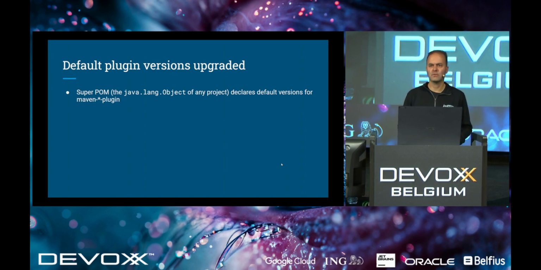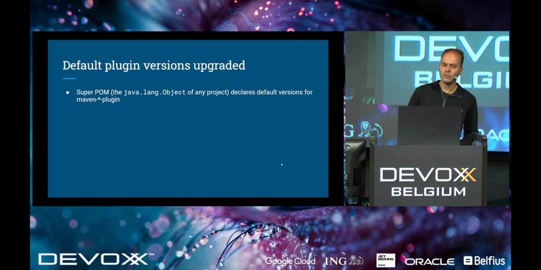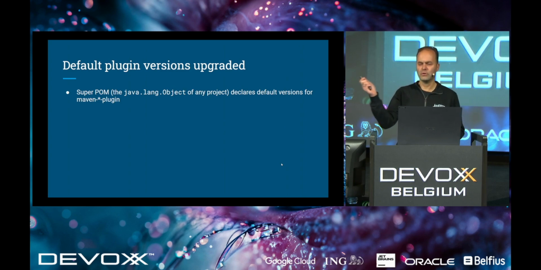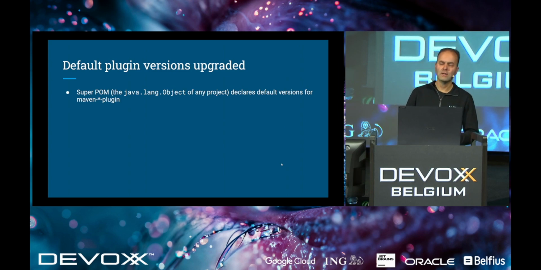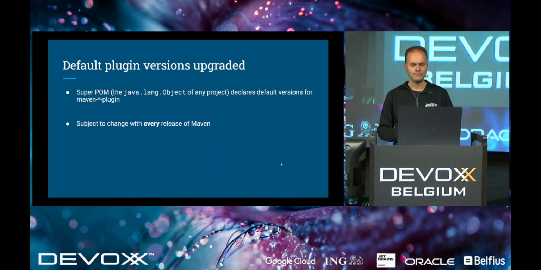So in Maven, there is a concept of a super POM, which you could say is the Java lang object of any project. If you do not specify a parent project, then you still inherit some stuff from a parent project, which is the super POM. And that super POM also includes version numbers for some Maven plugins that are really widely used. The compiler plugin, the Surefire plugin, the resources plugin, you name them all. And with every version of Maven, these version numbers are subject to change.